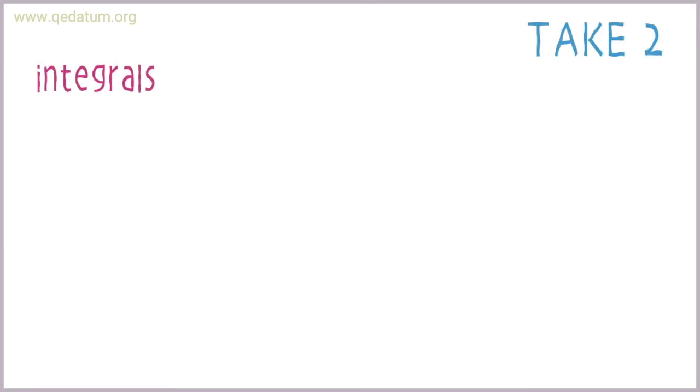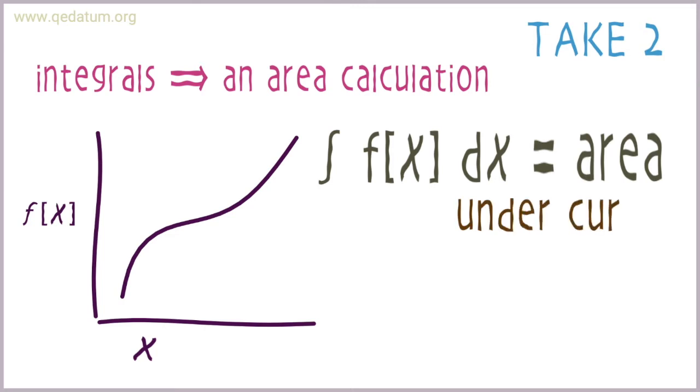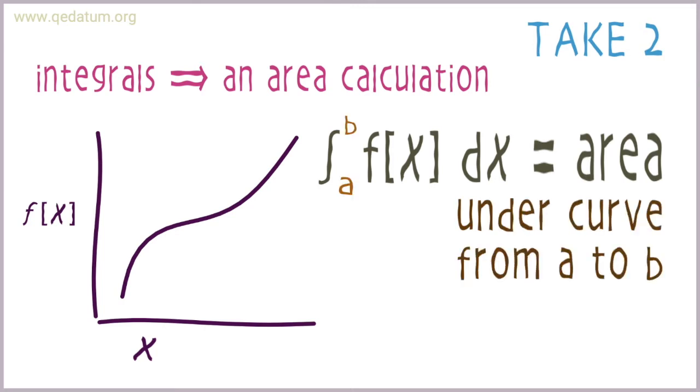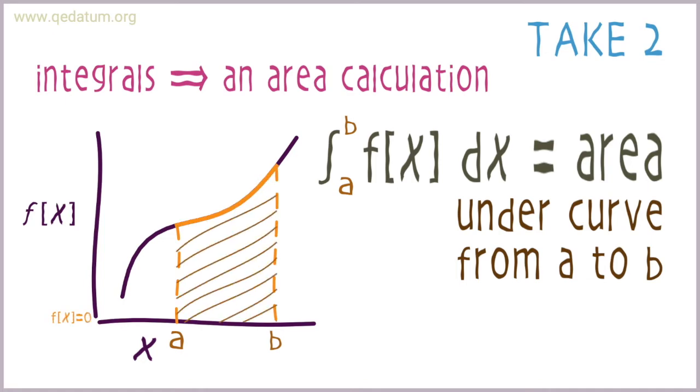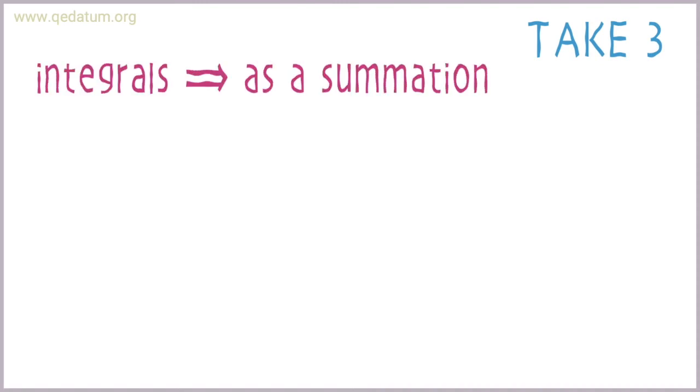So take 2. We are taught that an integral is an area. Specifically, the integral of a function from a to b is the area under the function extending down to the axis. And this is also true, and does give a conceptual way to think about integration, but there's actually a better way to parse out what integration is. So that brings me to take 3 on integration, and that is that integration is summation.